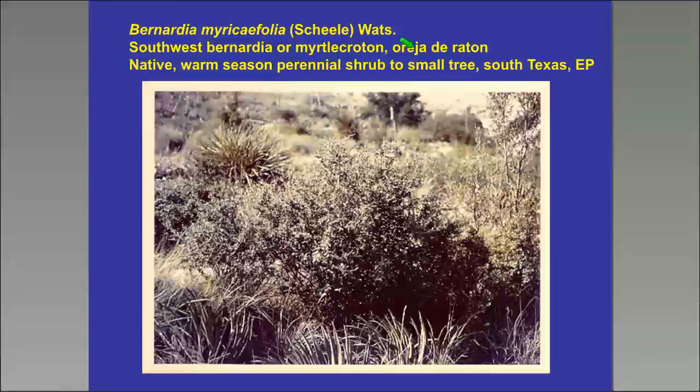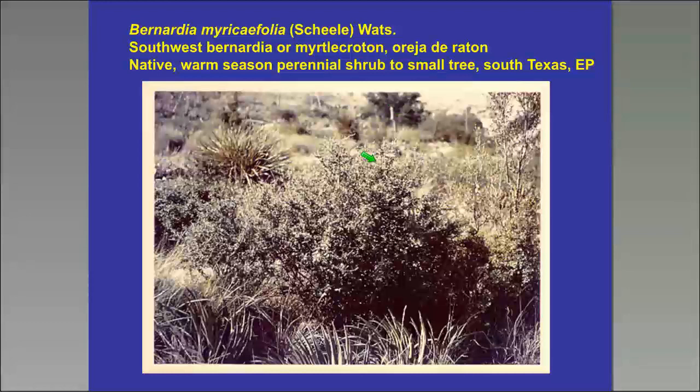It's also called the reja de raton, or no, there's another name meaning stem on a stem, palo de tarugo. So it is native in Texas, native in Mexico, and so we have this in the western part and the southern part of the state, but it's a perennial shrub to a small tree.